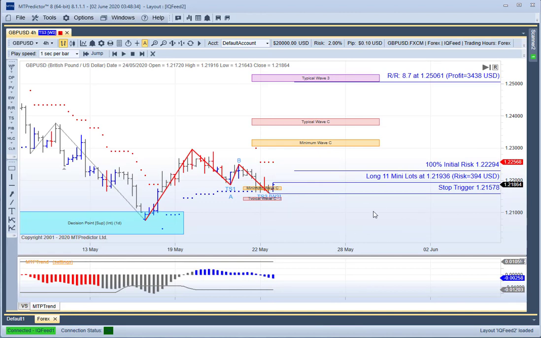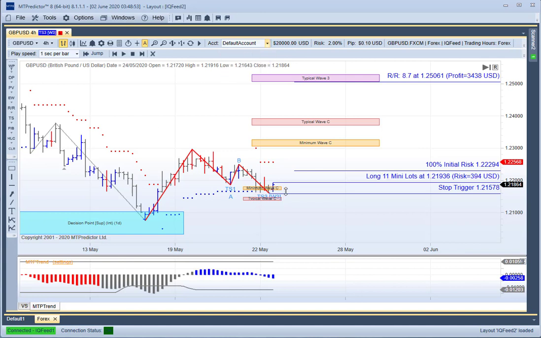Again, the position sizing took care of the number of lots to trade to keep your initial risk small and under control. In this case, less than 2% of a sample $20,000 account. You can set up different size accounts if you wish to take account of smaller accounts, as I've shown there. But let's keep this on our default account.